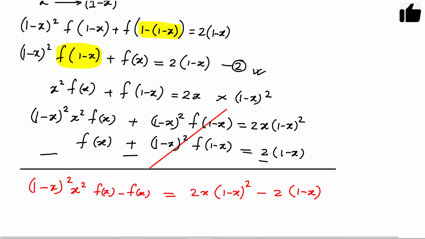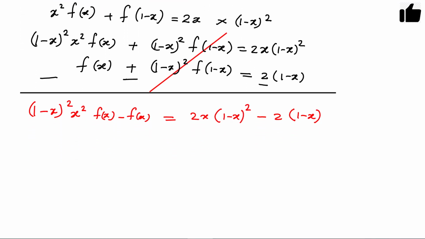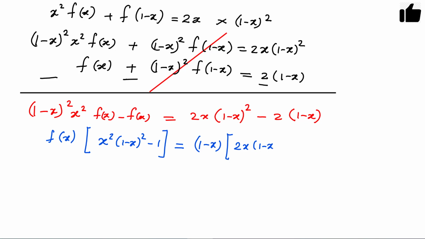So let us simplify this equation now. I can take f(x) common here. If you take f(x) common, you will have x squared times (1 minus x) squared minus 1, and here you can take (1 minus x) common. So what is left? You have 2x times (1 minus x) minus 2. So this is f(x), and this is equal to, so this is x into (1 minus x) whole squared. So I can also rewrite this.